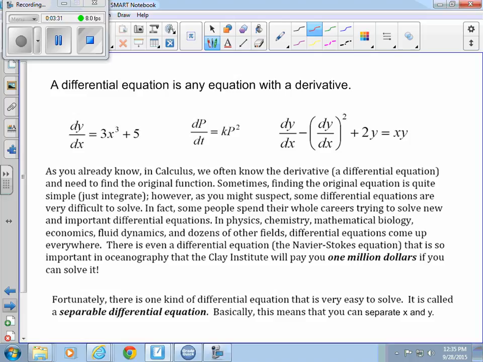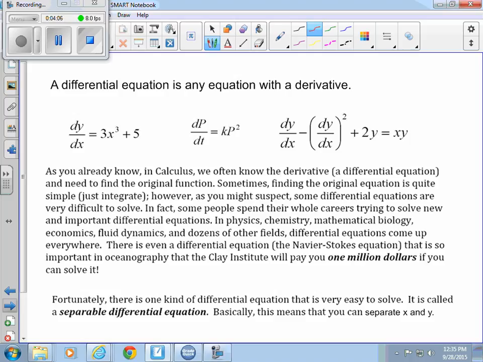Some people spend their entire careers trying to solve certain differential equations. There are important differential equations in physics, chemistry, biology, economics, fluid dynamics, and other fields. I had a professor in college whose research was in differential equations, and he teamed up with a biology professor, and he did the differential equations that modeled her MRI imaging. I'm not exactly sure how those are related, but somehow they did.